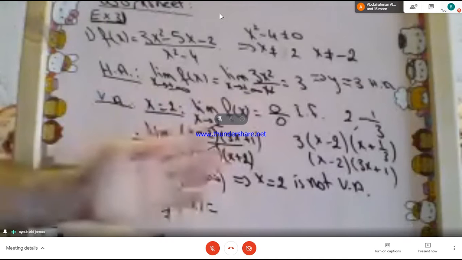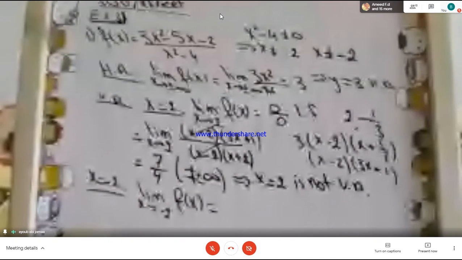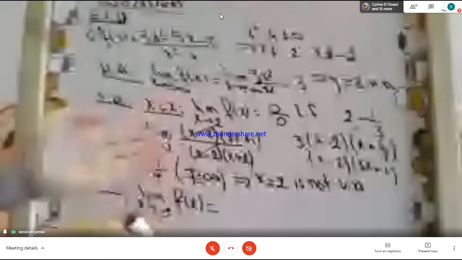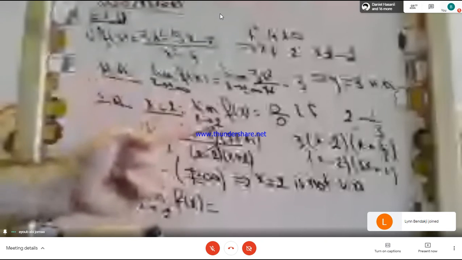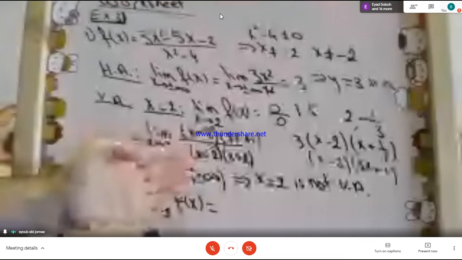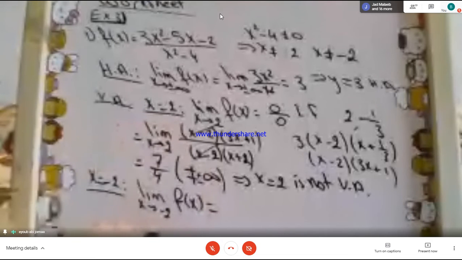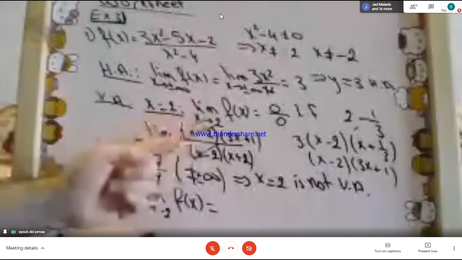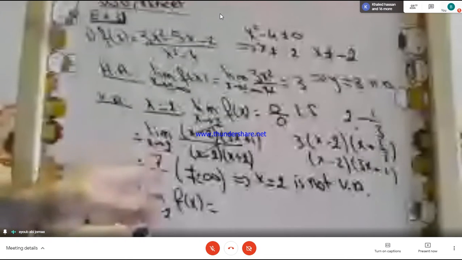In our case, x equal to 2 is not a vertical asymptote. Whether it is 2 minus or 2 plus, the solution steps will be the same. Here I didn't use the fact that x approaches 2 from the left or from the right. I didn't use x approaches 2 minus or 2 plus. Still 7 over 4, no change.